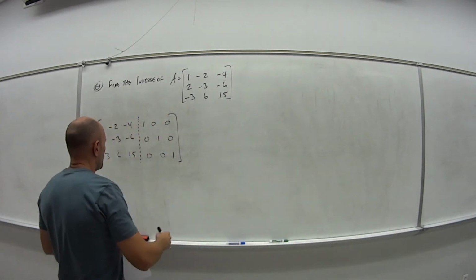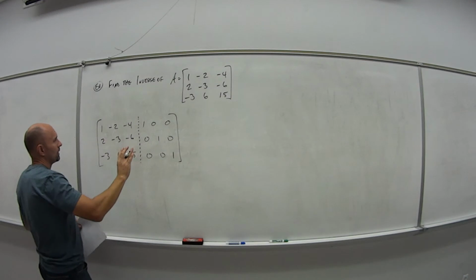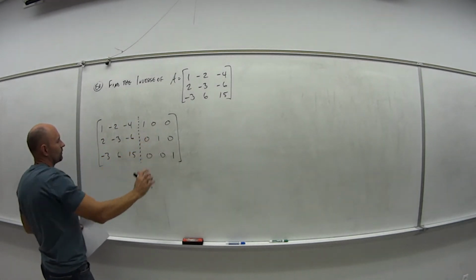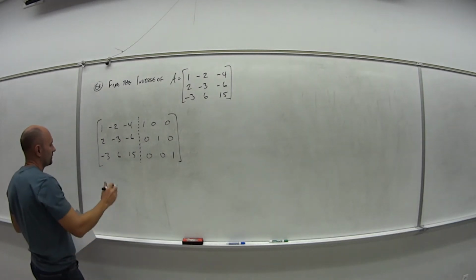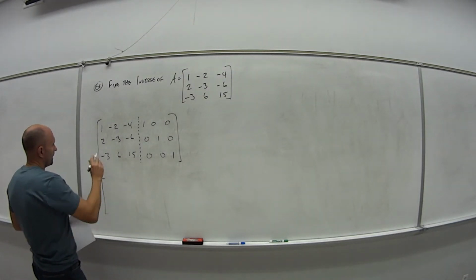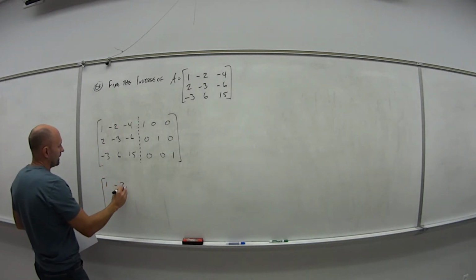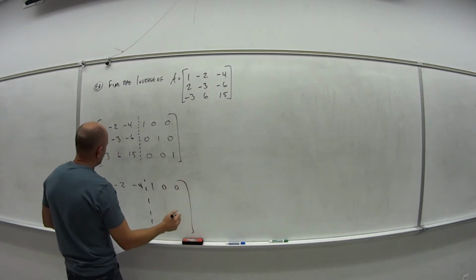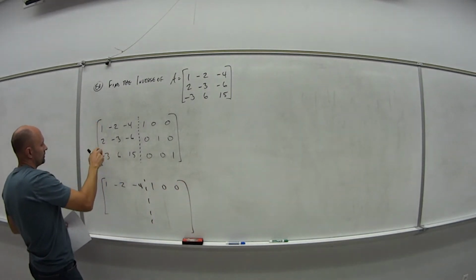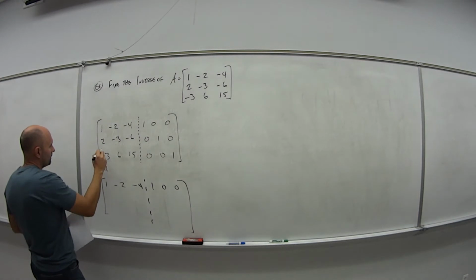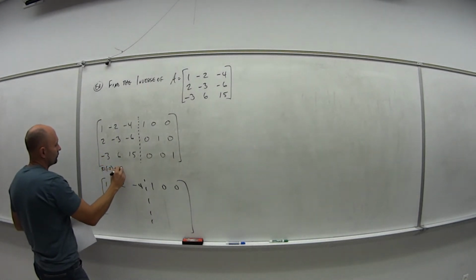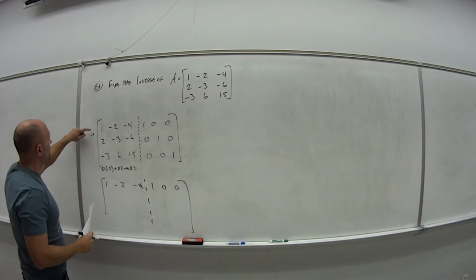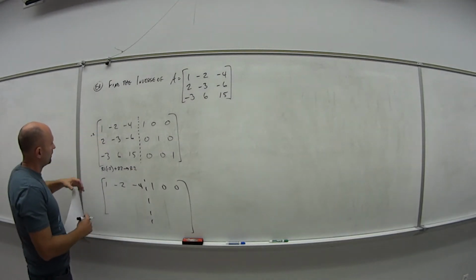But we'll go through here. Like I said, if you want to hit pause and try to get this left side to look like the identity matrix, whatever ends up on the right, that's your inverse. So for here, I'm going to work with the first row to begin with. 1, -2, -4, 1, 0, 0. I want a 0 in this position, so I'm going to do row 1 times -2 plus row 2 gives me a new row 2. So if I do -2 times 1, that's -2 plus 2 is 0.